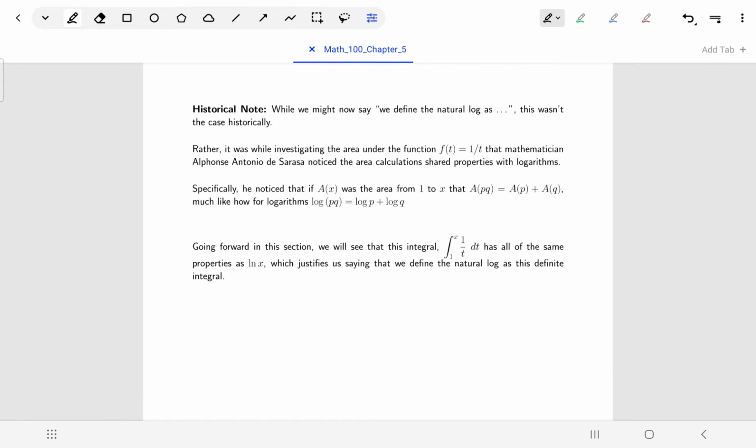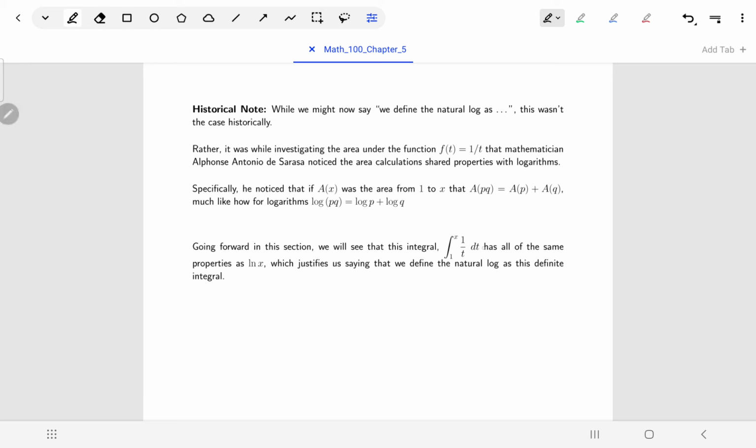Now, like I say, we are defining our natural log as this definite integral. Historically, it was more the case that they were exploring the area under the curve of 1 over x, and noticed that the areas that they would calculate followed the property that the logarithms have. So for example, the area from 1 up to 6 was the area from 1 up to 2 plus the area from 1 up to 3, because 2 times 3 is 6. And they noticed that, and then they realized that the area under the curve actually had all the other properties that logarithms did.